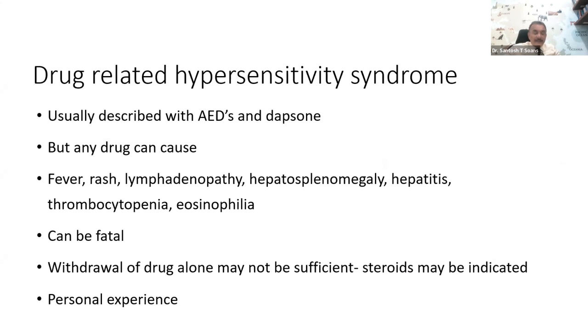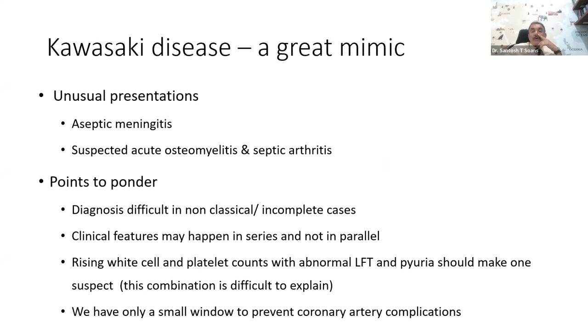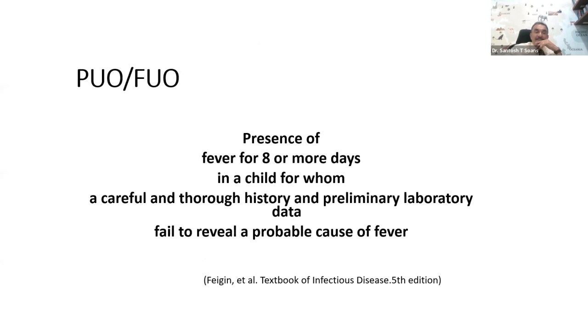One more thing you can think of is a drug-related hypersensitivity syndrome, especially with anti-epileptic drugs or dapsone. They can have fever, rash, lymphadenopathy, hepatosplenomegaly, hepatitis, thrombocytopenia, eosinophilia. Keep this in mind. Kawasaki, I've already mentioned. It's a great mimic. Child is sick, irritable. Think of Kawasaki in a child who's coming with 5 days of fever with single lymph nodes, peeling, conjunctival injection. Always think of that.